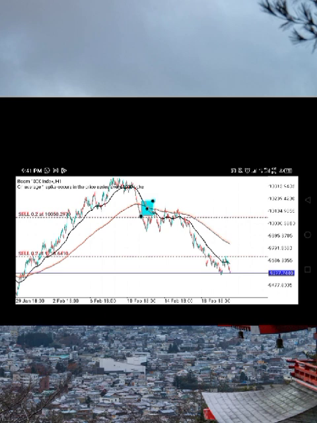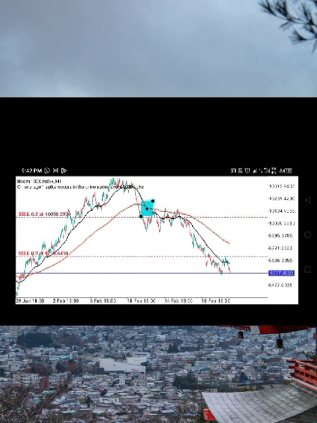The 50 E.M.A crossed the 200 E.M.A. The 200 is the moving average in red, and the 50 is the moving average in black. So you see where that crossover took place. And I said, each time you see this crossover, get ready to analyze and take entries. But remember, it is not every time that this crossover takes place that you have to enter the market.